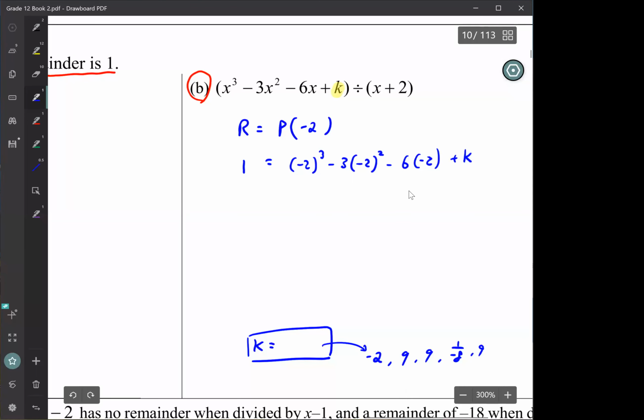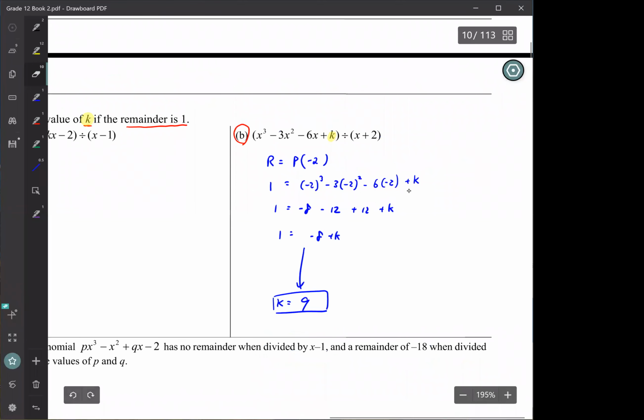Okay, I see. Little mistakes, right? Just plus k. So 1 equals -8 minus 12 plus 12 plus k. Yeah. So -8 plus k equals 1. So that will give you k equals 9. Okay, so pretty straightforward. It's the same thing, right? Same formula, R equals P of something.